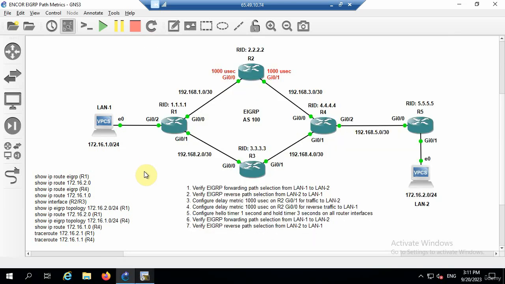So that shows you how path metrics work. Cisco recommends you use delay and not the bandwidth command to modify metrics. Since with a bandwidth command, you have other routing protocols in the router, and that will affect the computation of those other routing protocols. And that concludes the lab.